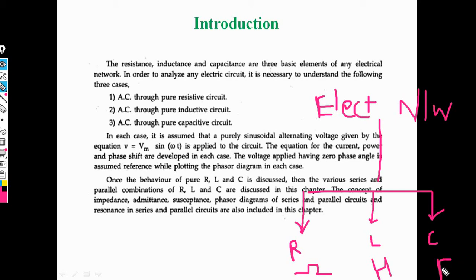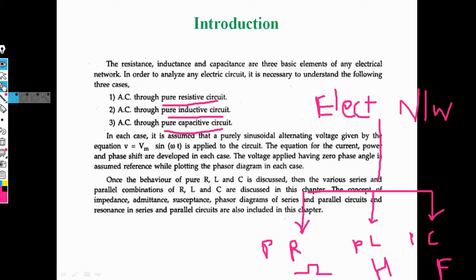Now these are the concepts of electrical network. The electrical network is classified into 3 types: pure resistive circuit, pure inductive circuit and pure capacitive circuit. And each and every element used in the electrical network is in the form of series circuit and parallel circuit.